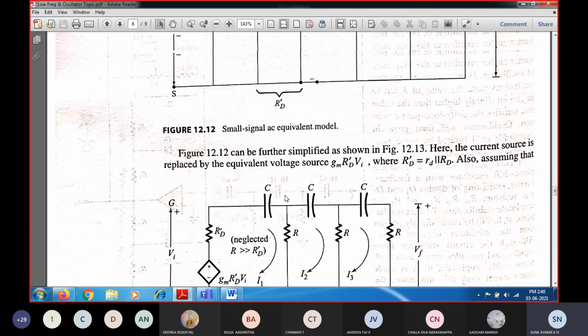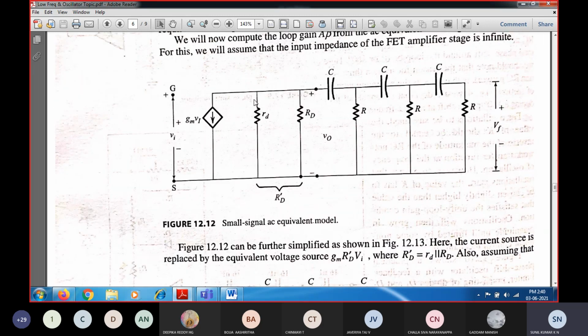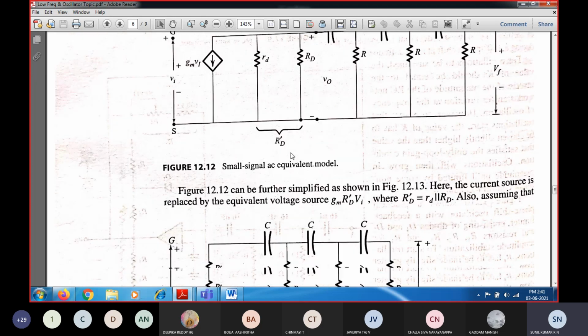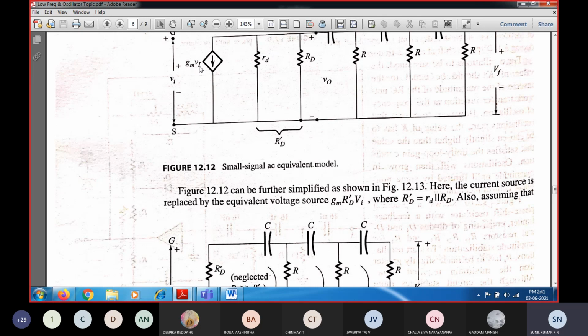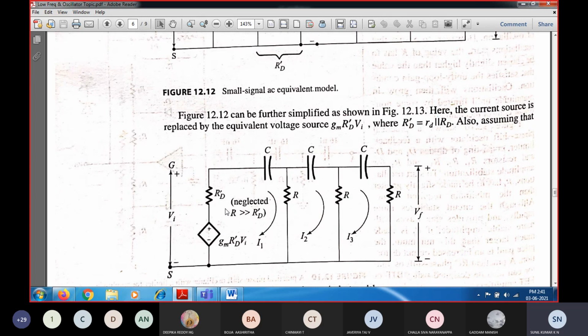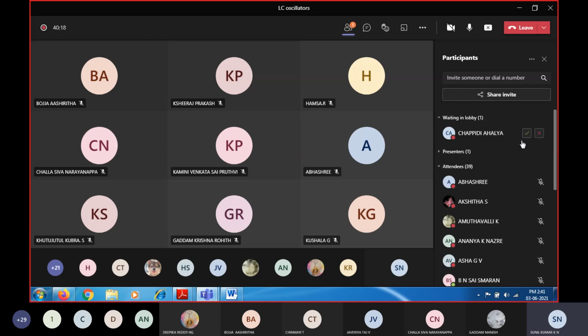Instead of the current source connected in parallel, you can write it in the equivalent form. The circuit can be replaced with a voltage source along with a series resistance. So gm times Vi is the current source, and RD dash is the equivalent resistance. Since these two are connected in parallel, I can write this entire thing as a voltage source connected in series with the resistance, and because of that, the voltage across this node will be equal to V naught.